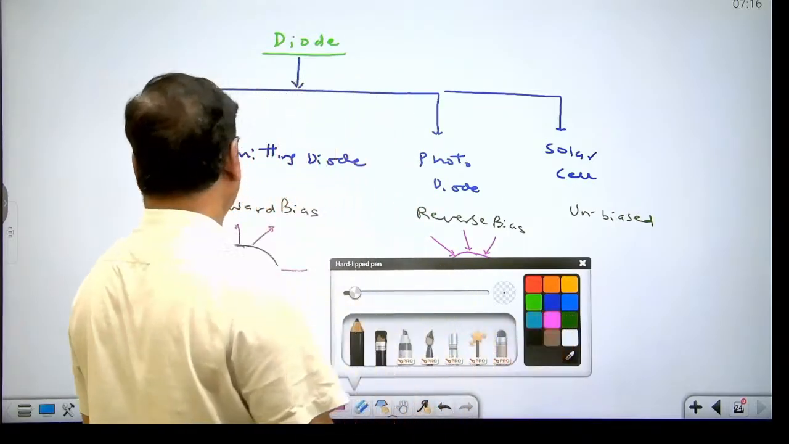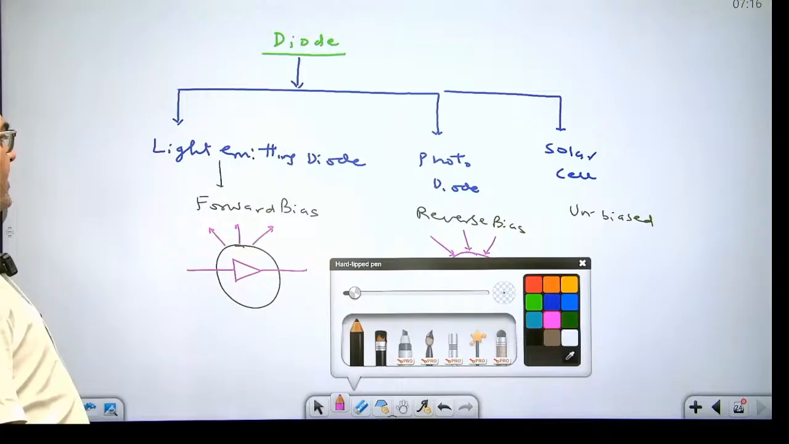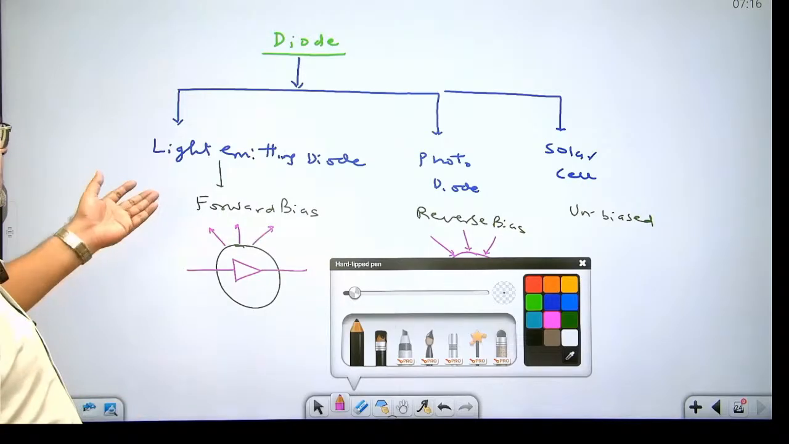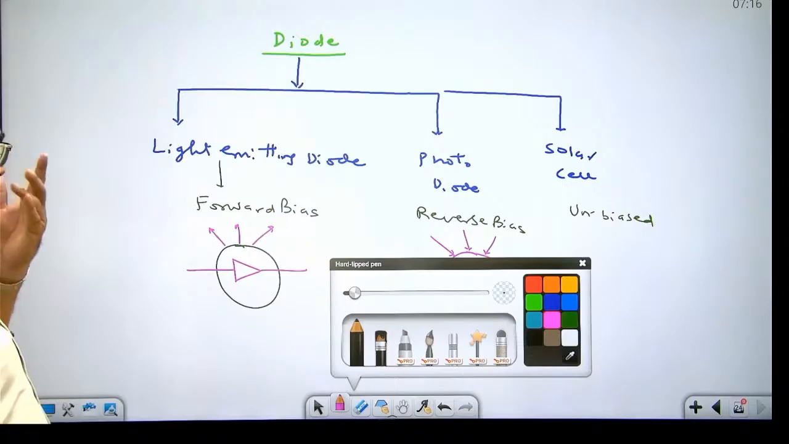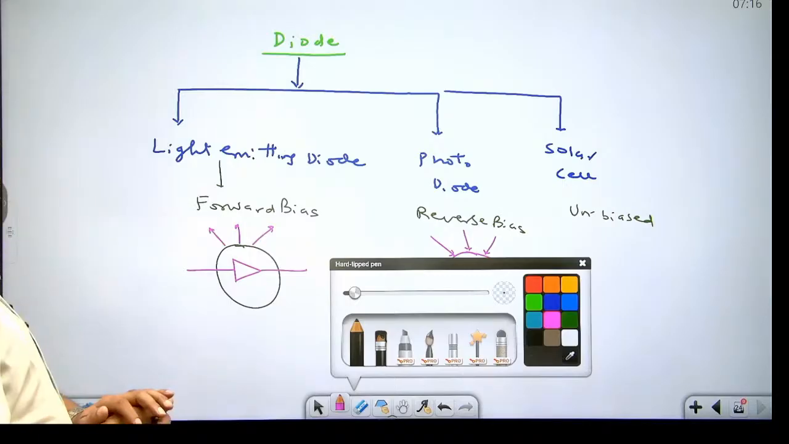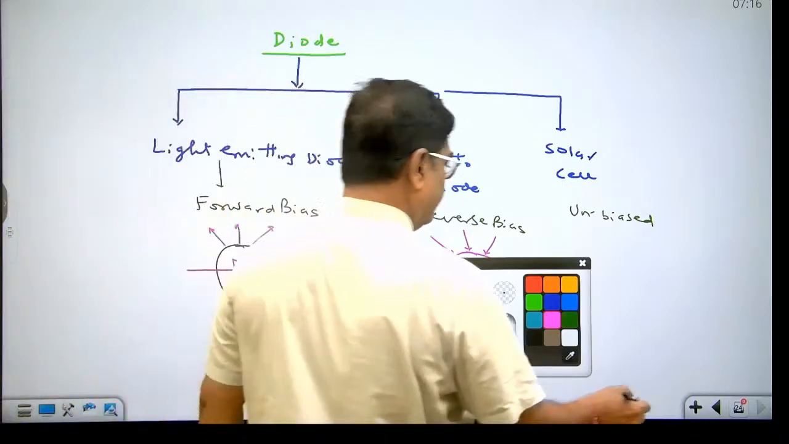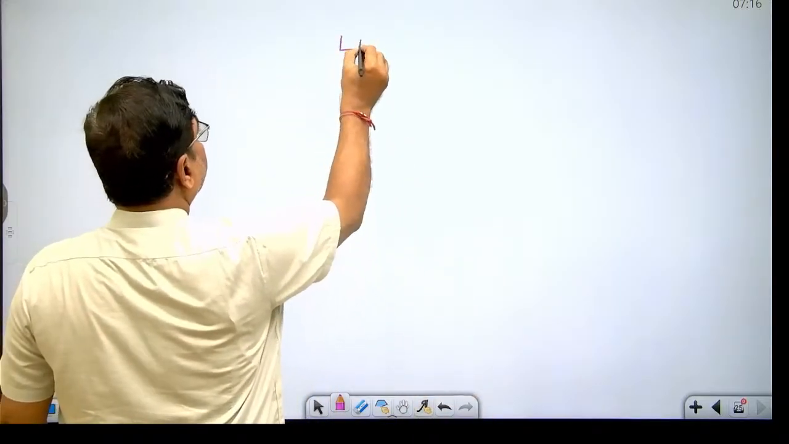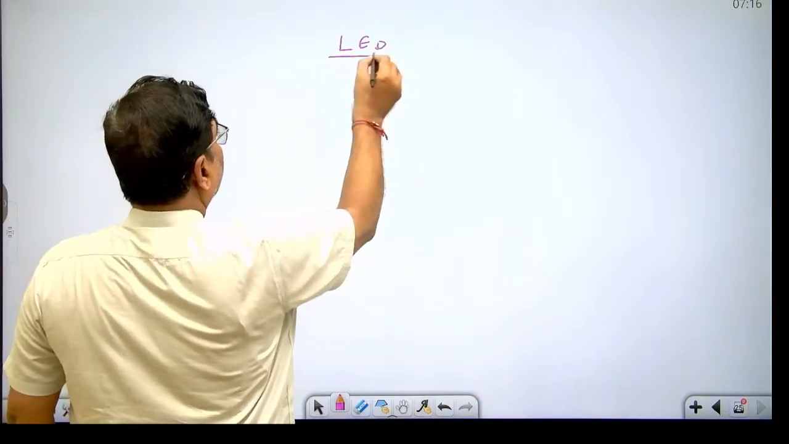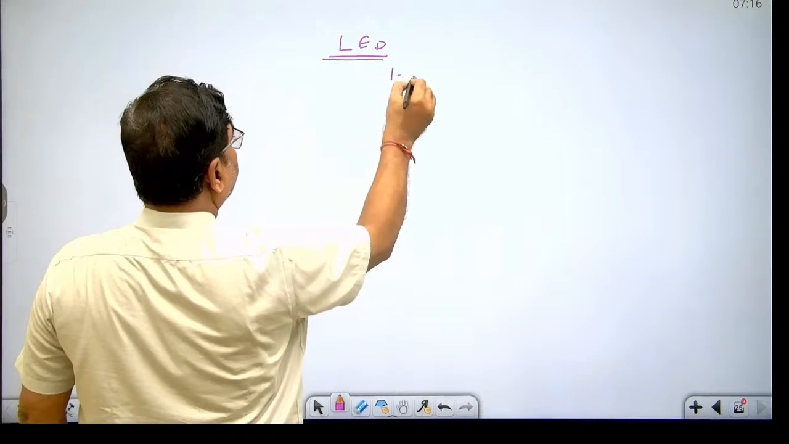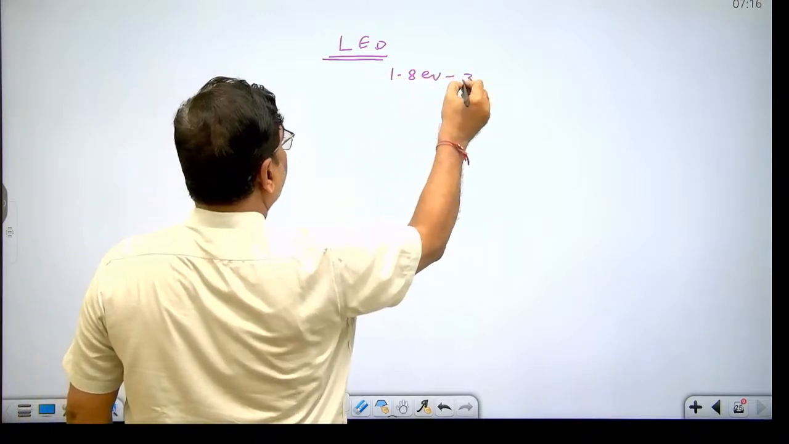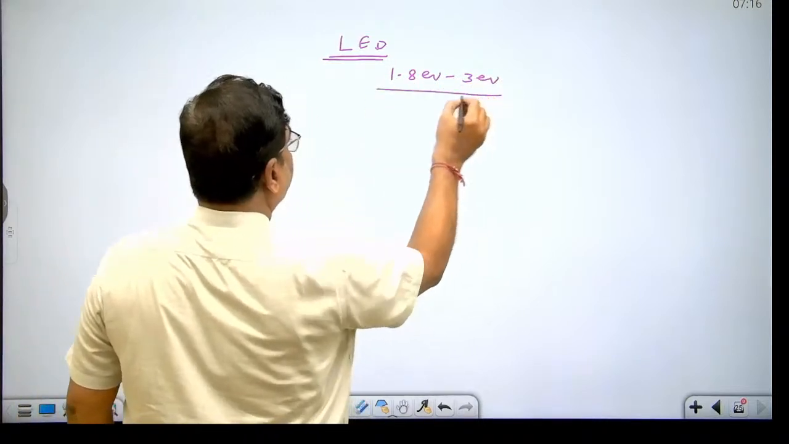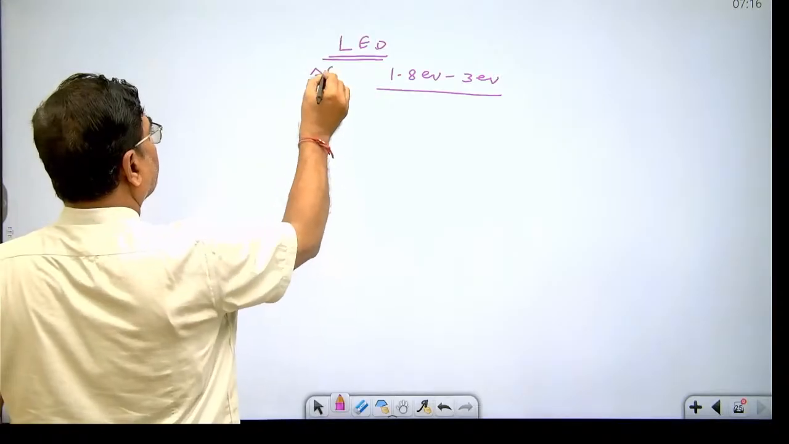Dear student, when forward current is applied, current starts flowing in the LED. Based on the semiconductor material used, light emitting diode gives different colors, okay? In case of LED, the forbidden energy gap remains in the range of 1.8 electron volt to 3 electron volt.